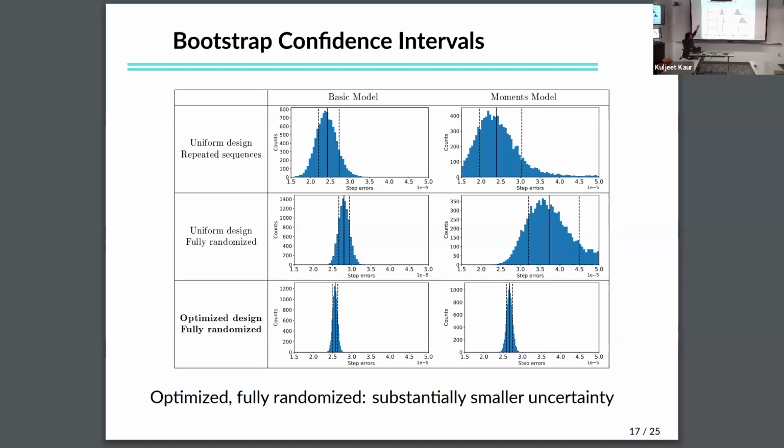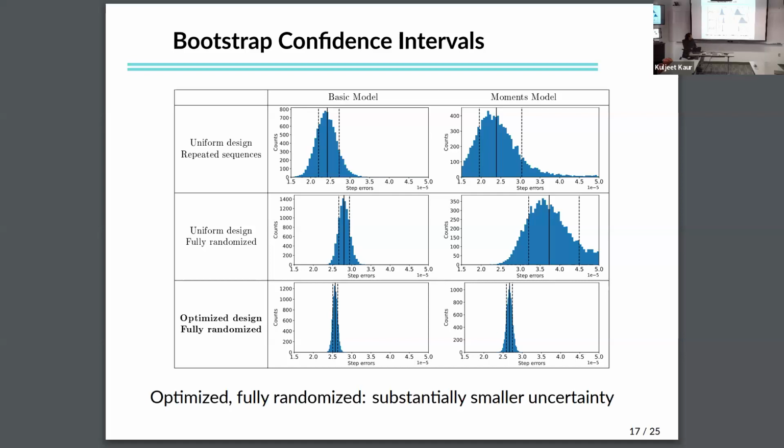So the 3 experiments are in the 3 rows. The row at the bottom is the optimized, fully randomized case, whereas the row at the top is what you would expect for a standard randomized benchmarking experiment, the way it's typically run. The 2 columns are the 2 different models that we analyzed. So the left side is for the basic model. The right side is for the moments model that we were discussing previously.